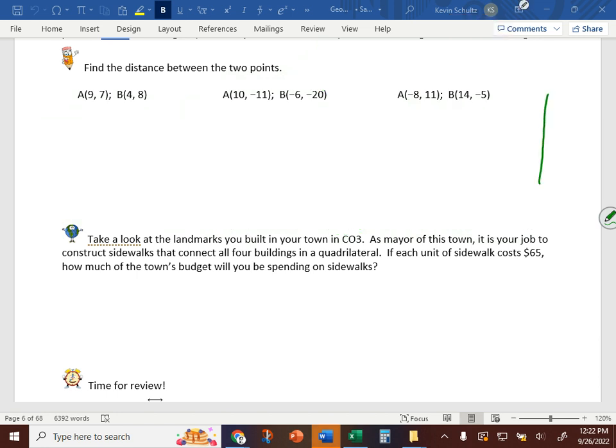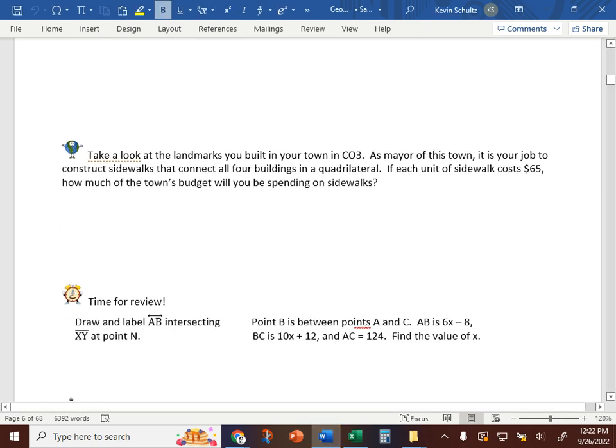If there are no questions, we can now look back at CO3, where you plotted those 4 landmarks in this town of yours. As mayor of the town, it's now your job to construct sidewalks that connect all 4 buildings in a quadrilateral, which is a 4-sided shape. If each unit of sidewalk costs $65, how much of the town's budget will you be spending on sidewalks?